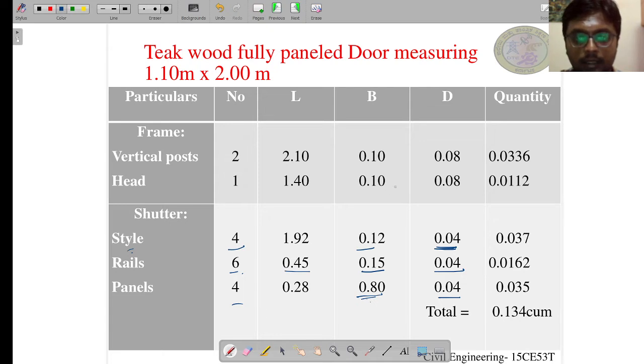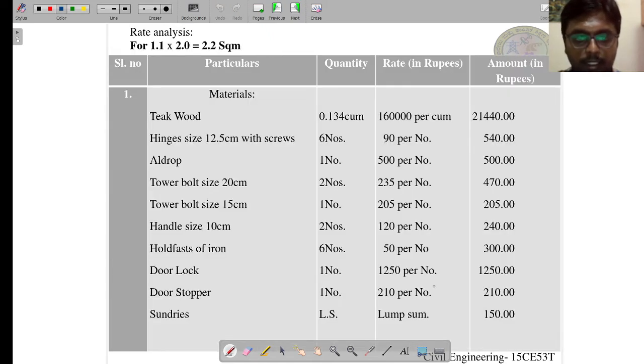So after entering all the dimensions, we just multiply number, length, breadth, depth to get the quantities. And finally, we add up all the quantity to get the total wood required, which is 0.134 cubic meter. So after calculating the wood quantity, let us tabulate to find out the rate per unit.